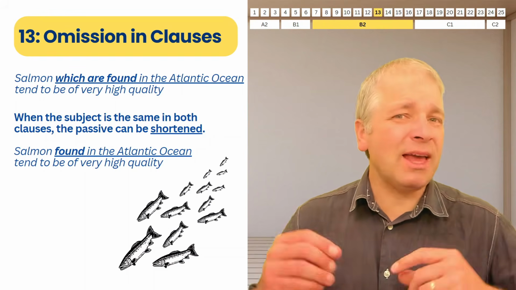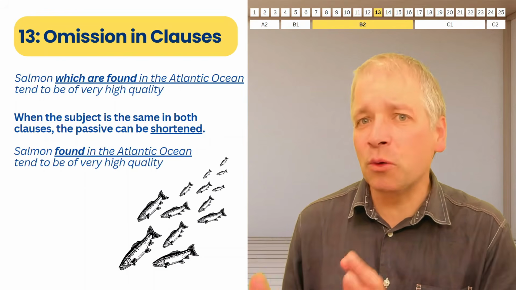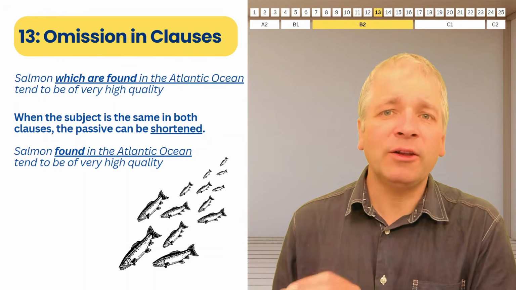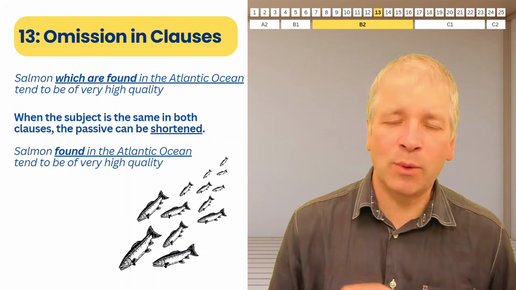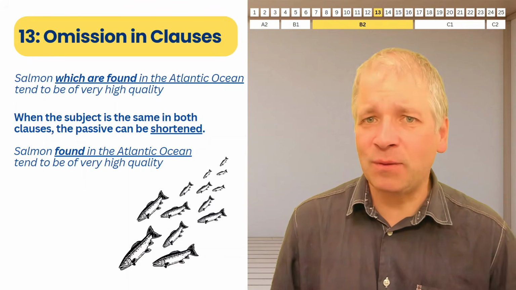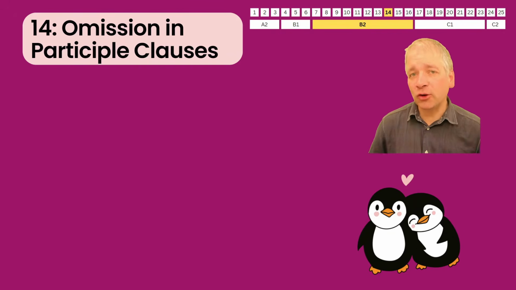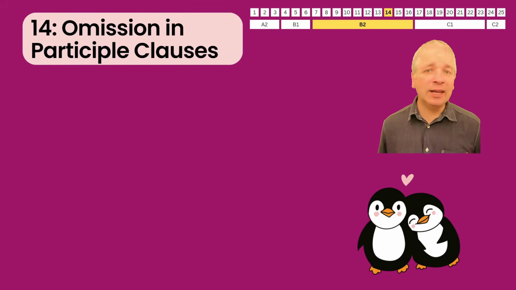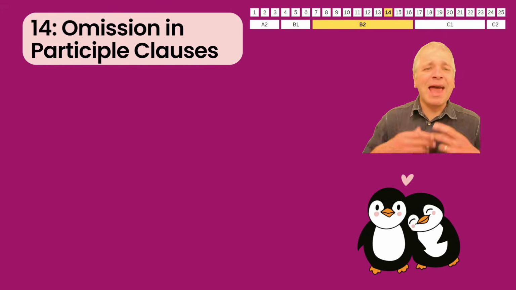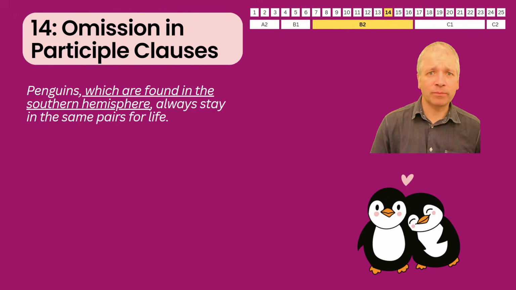And this works in defining relative clauses. That means that the clause after the noun defines the noun. So we're not talking about all salmon, we're just talking about the salmon found in the Atlantic Ocean. But there are also things you can do to create omission in non-defining relative clauses, where the information is just extra. It doesn't limit the noun. Let me explain.